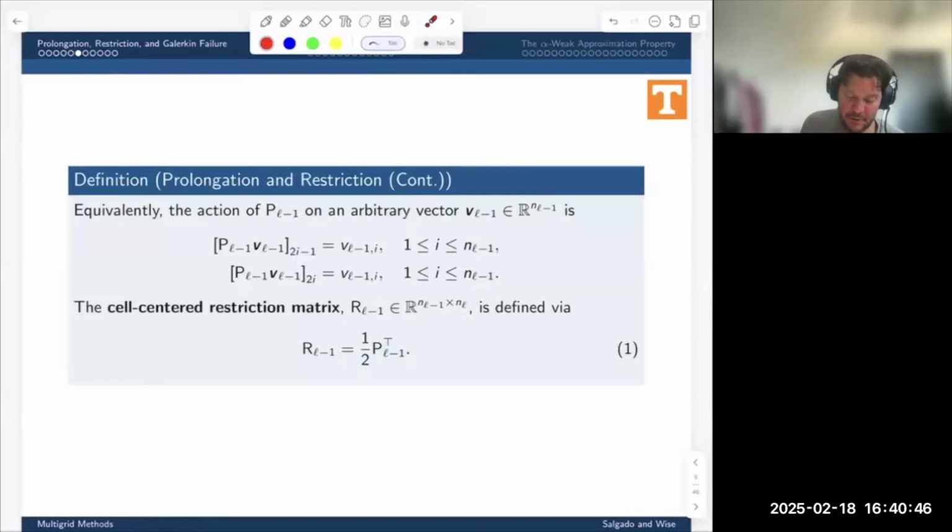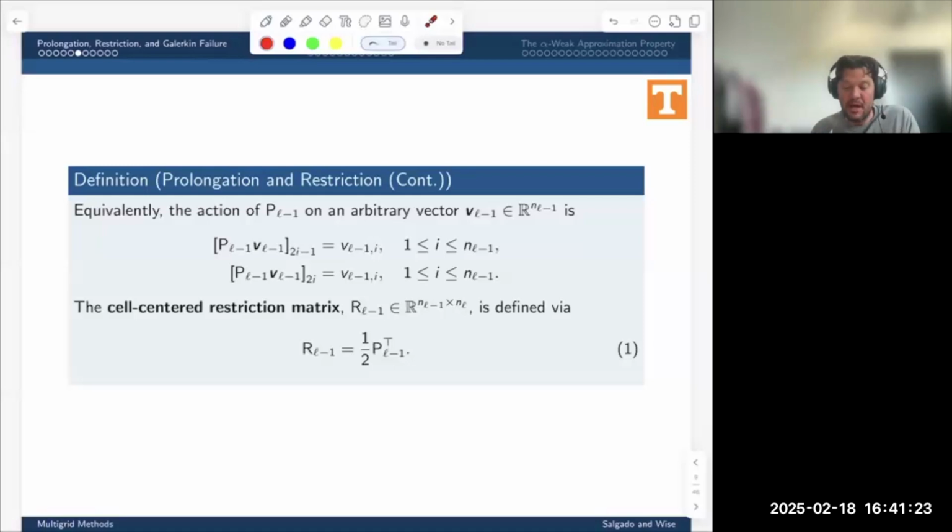So I can represent the prolongation operator either through the matrix or through its action, the action of that matrix. It doesn't really matter. The idea is more or less exactly the same. So if I act with the prolongation operator on an arbitrary vector, then basically it's doing exactly what I just said. It's taking those degrees of freedom from VL minus 1 and it's taking 1 degree of freedom and just doubling it and putting it in two locations essentially. So that's the prolongation operator.